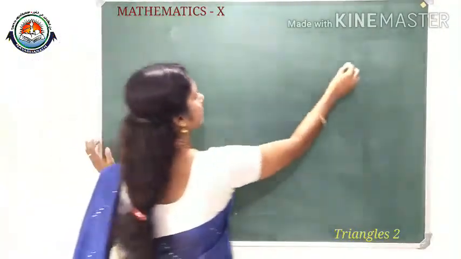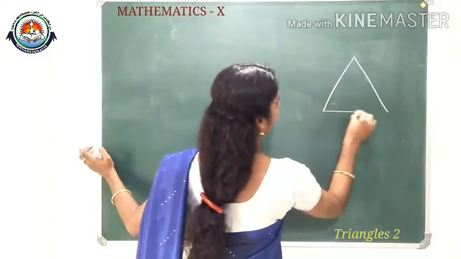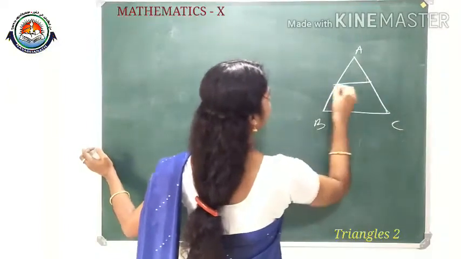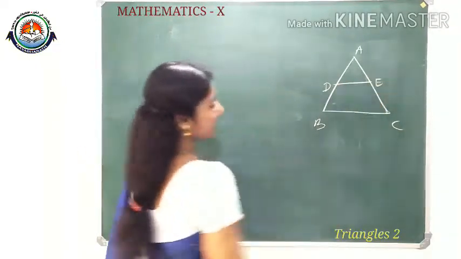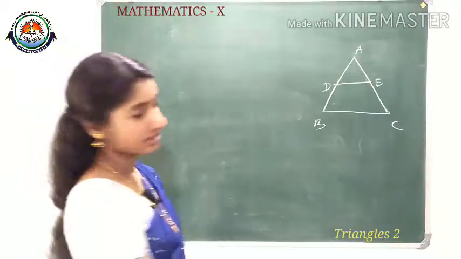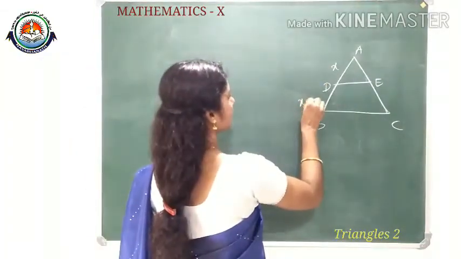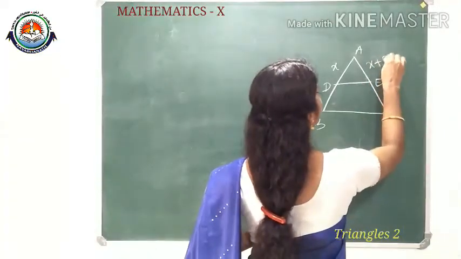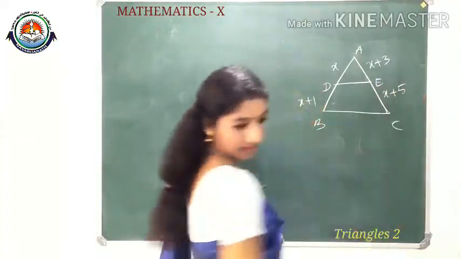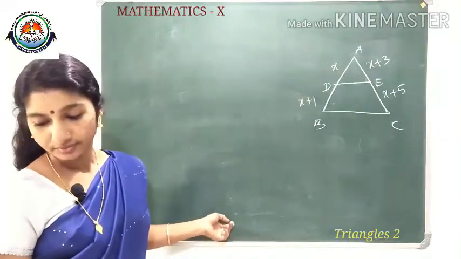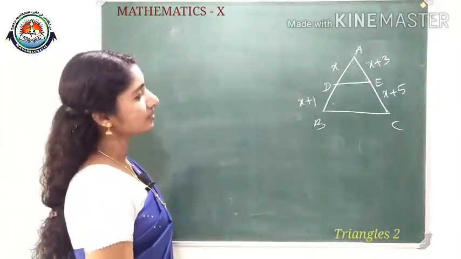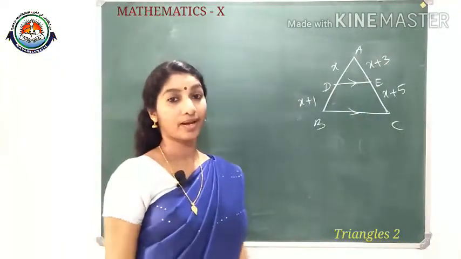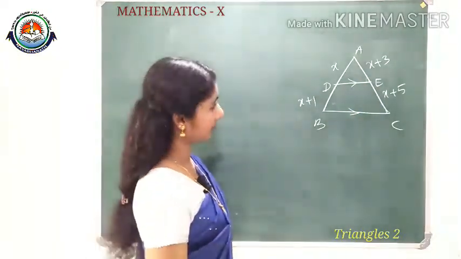In one triangle, a simple question. In triangle ABC, one line DE is given which is parallel to BC. Here, x plus 1, and on the right side x plus 3, x plus 5, and the question is to find the value of x. It is given DE is parallel to BC, so we can apply the basic proportionality theorem directly.